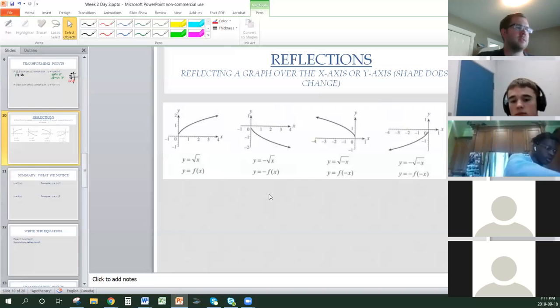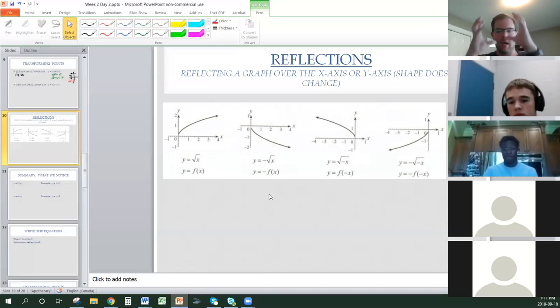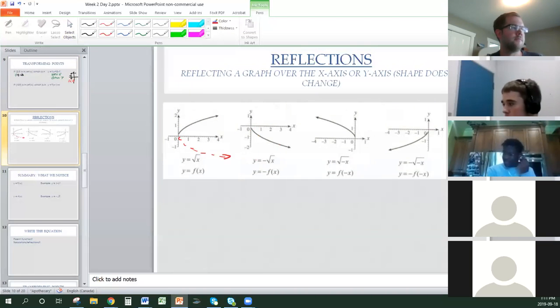As I mentioned earlier, translations were the first kind of transformation that we're looking at, where it's moving left and right, up and down. And here we're talking about reflections. As you can see here, this graph is being reflected over the x-axis. So if here's the x-axis, there is the new graph.